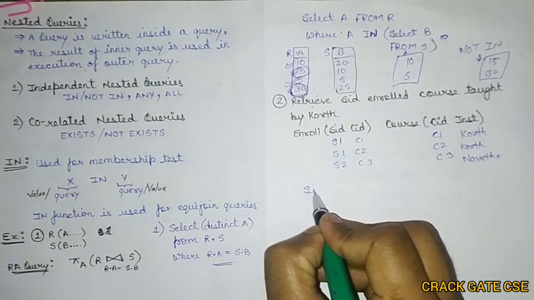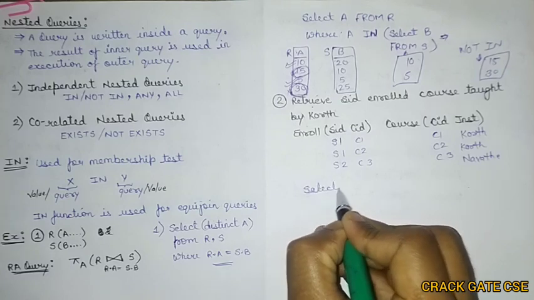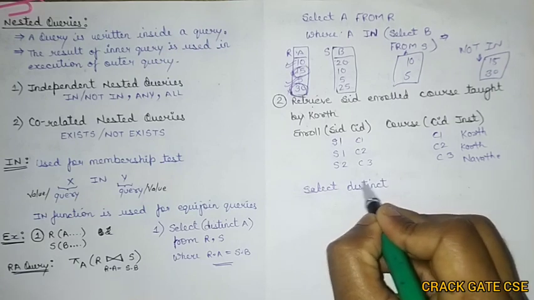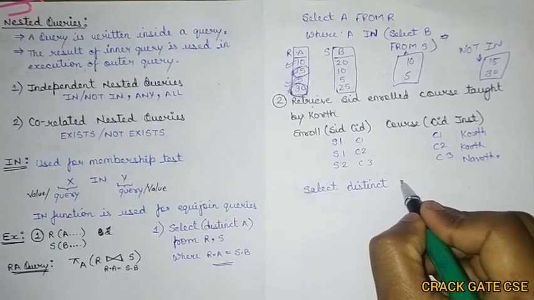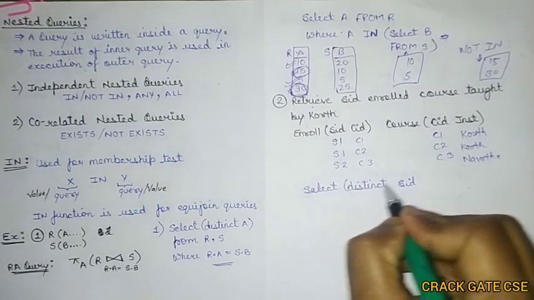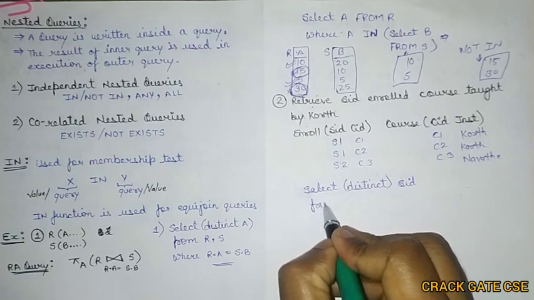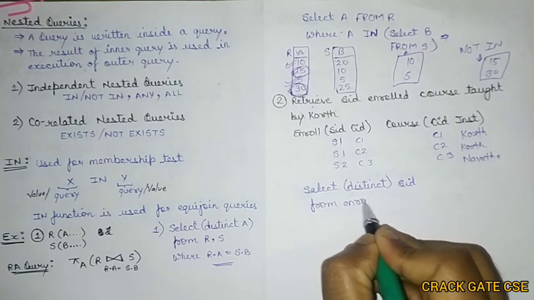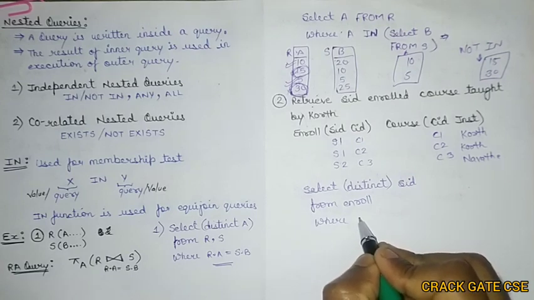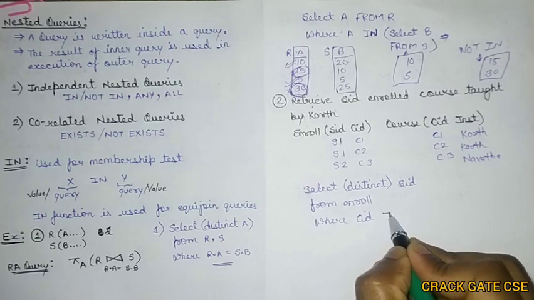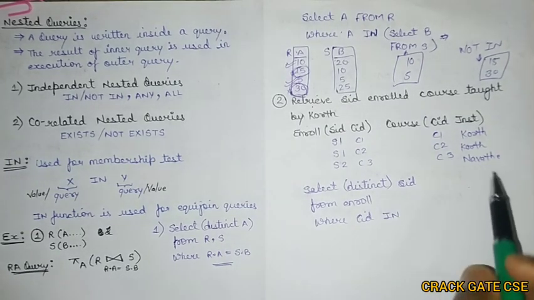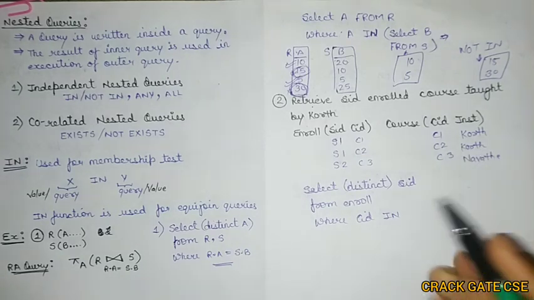First of all, I have to select the distinct student ID. So I am selecting distinct student ID from enroll, where CID in. So now I am using in. In the subquery I have to make sure that the instructor is Korth. How can I do that?